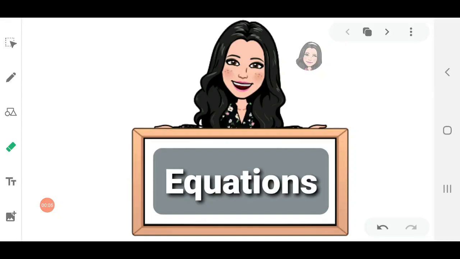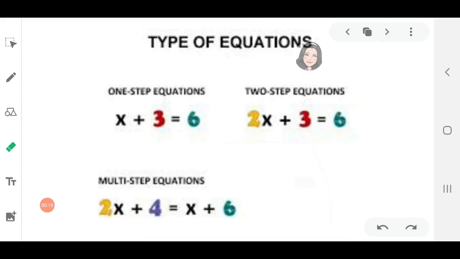Today's lesson we're going to review equations. Remember that equations are like a balance. If we do one thing to one side of the equation, we have to do the same thing to the other side of the equation.